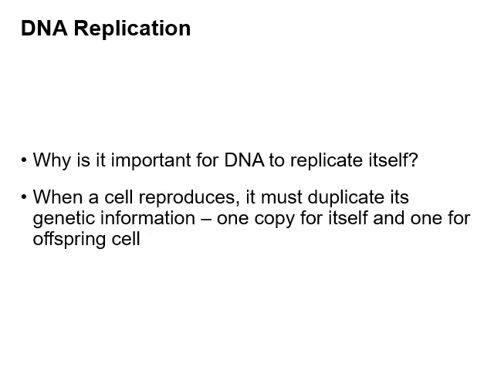All right, and this is more or less what I just said. When a cell reproduces, it has to duplicate its genetic information, duplicate all of its DNA, so that it can hold on to one copy for itself, and it can give one copy to a cell that comes from that cell, oftentimes called a daughter cell or an offspring cell.